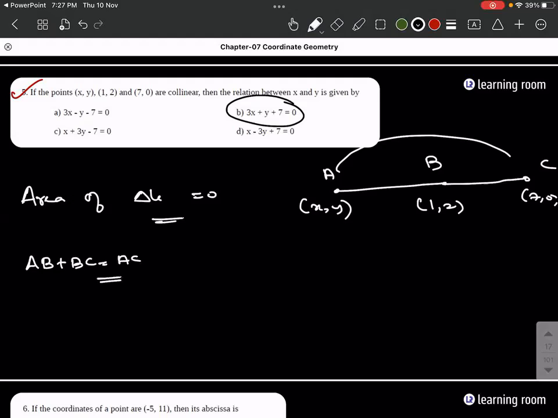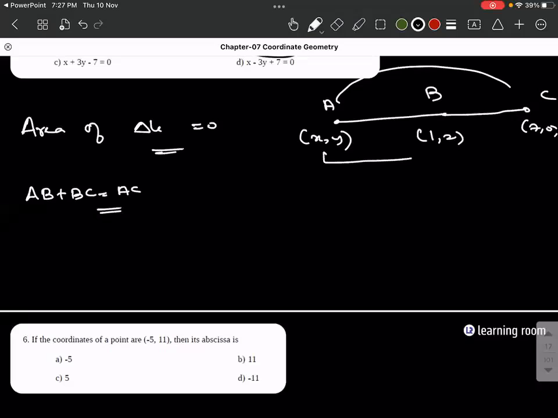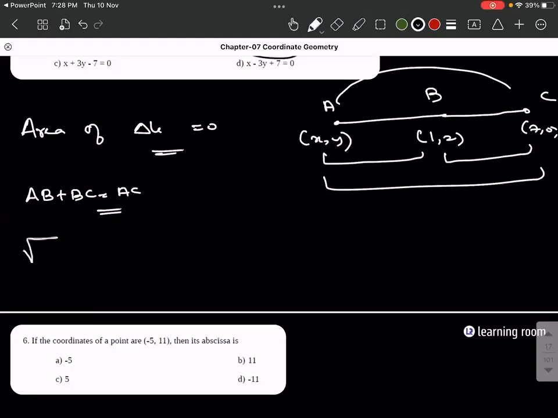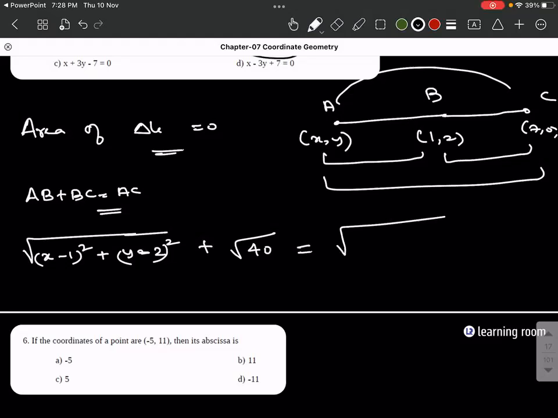Are you able to understand? So what you can do is find the distance between A and B, find the distance between B and C, and find the distance between A and C and equate them. Then you will get the answer. It will be a slightly tedious process. I'll do and show it. If at all this comes, you should be able to handle it. So what is AB? Root of (x minus 1) the whole square plus (y minus 2) the whole square, plus BC, which is root of 36 plus 4, root 40, is equal to AC, which is root of (x minus 7) the whole square plus y square. Am I right?